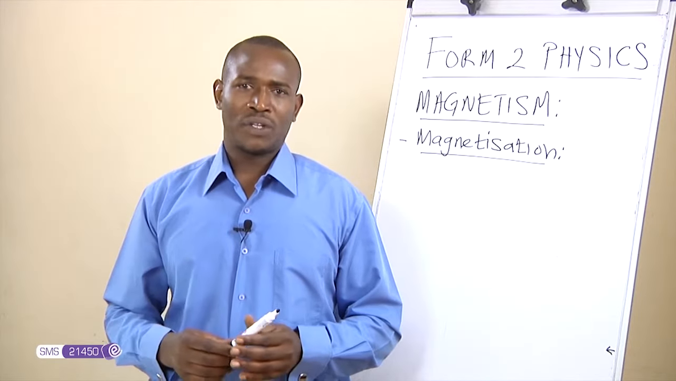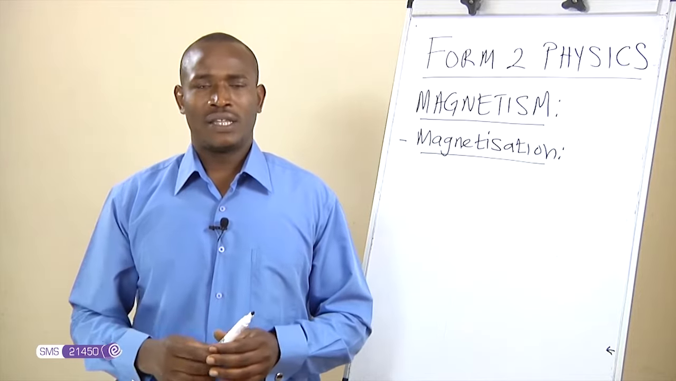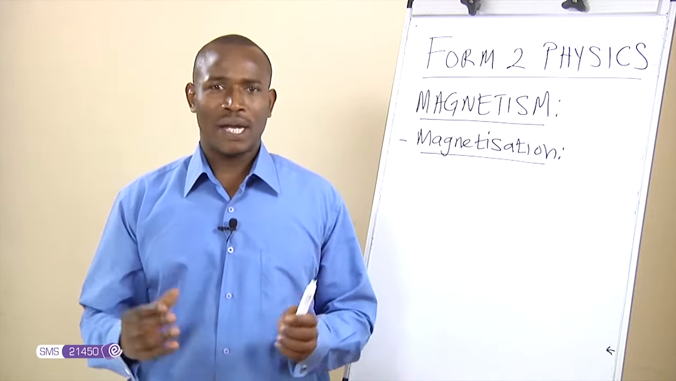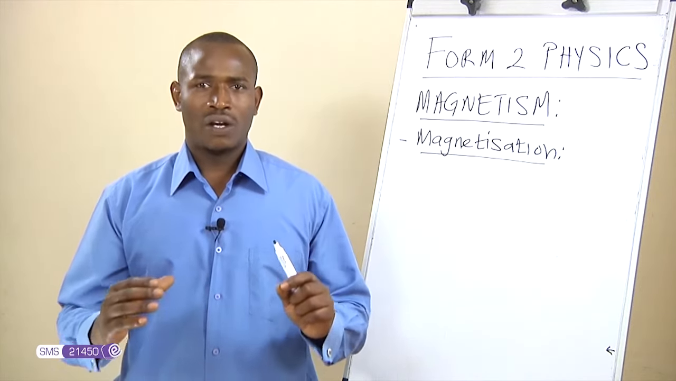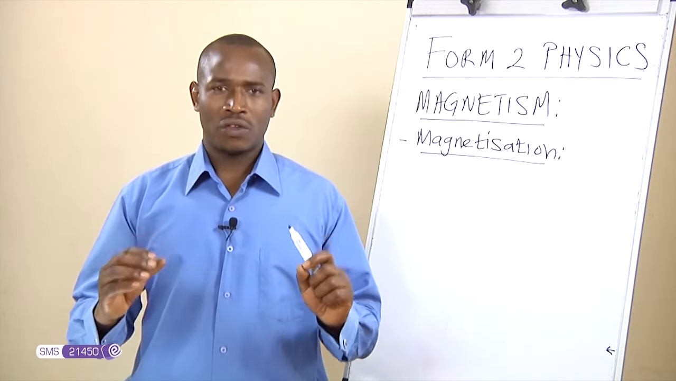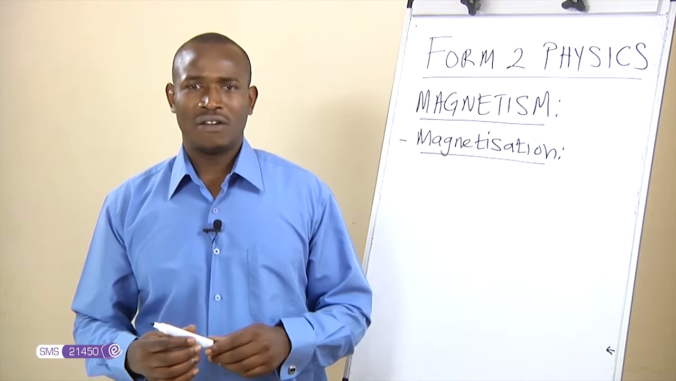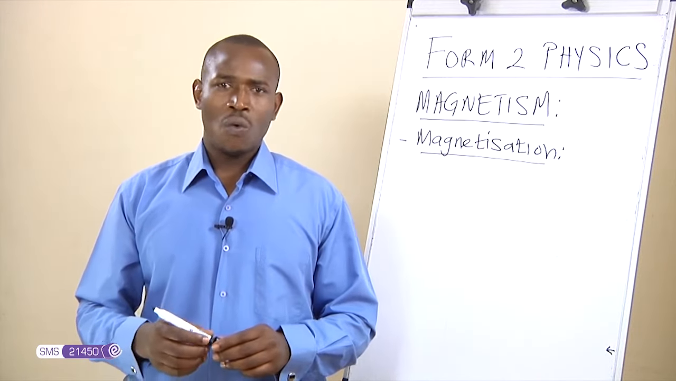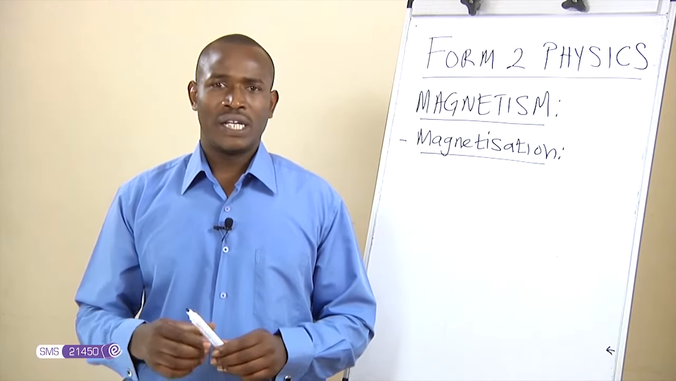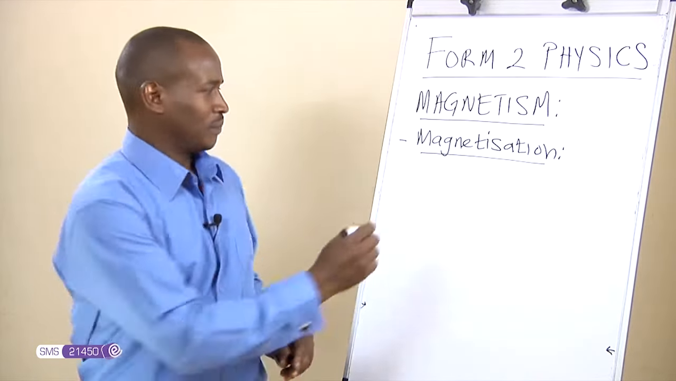So basically, we have four methods or four ways which can be used to make a magnet from a magnetic material. One of these methods is the induction method.